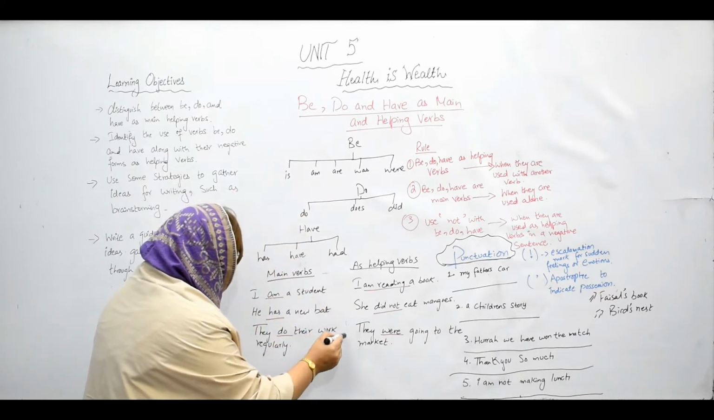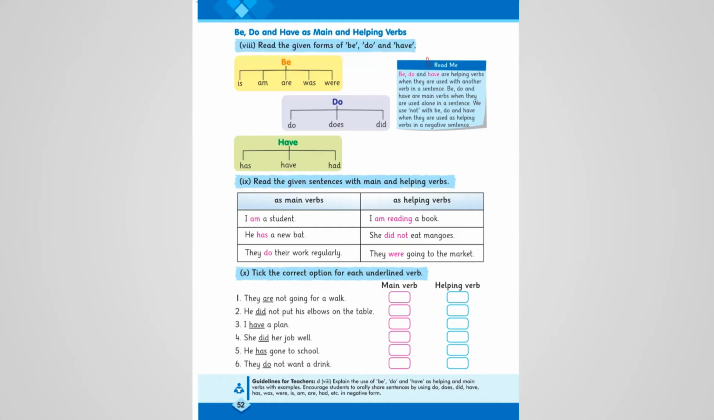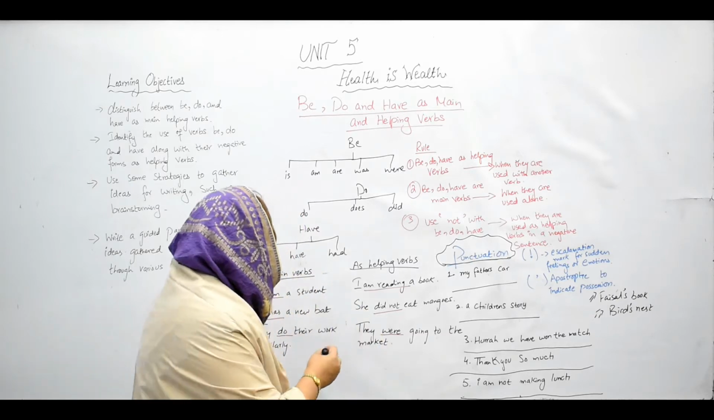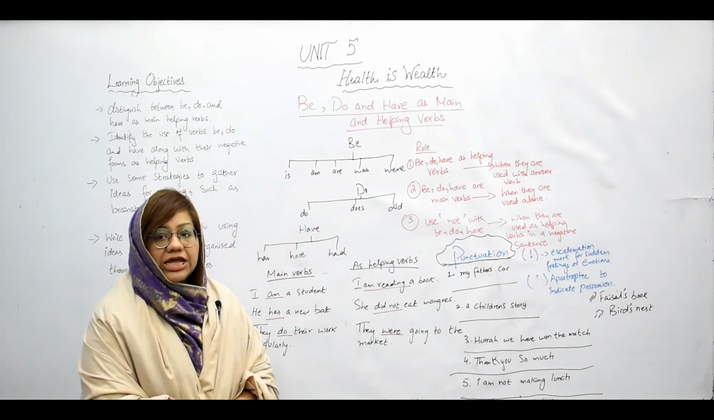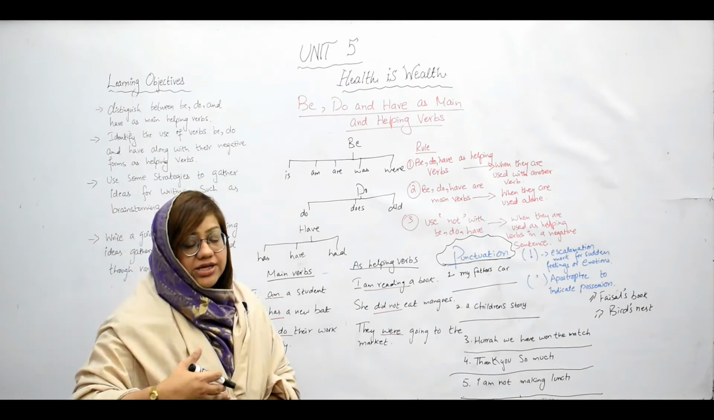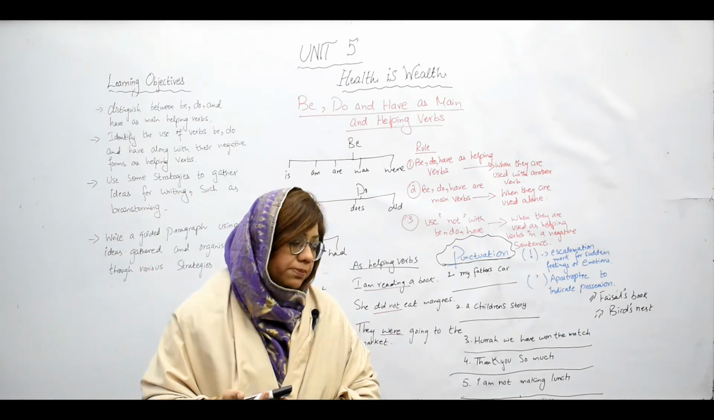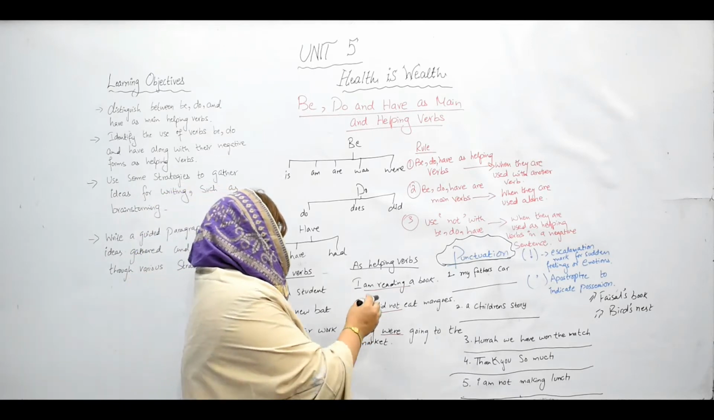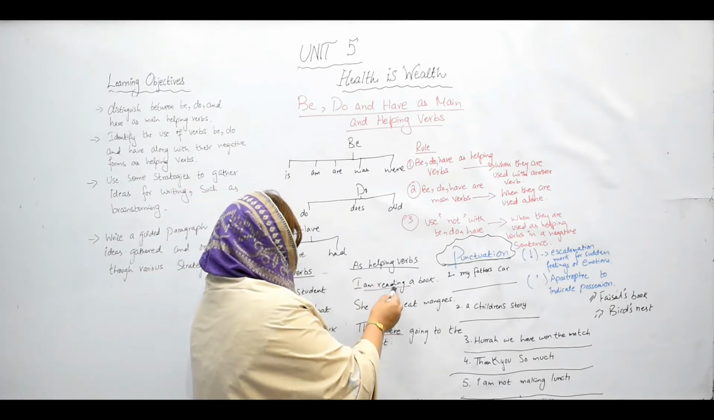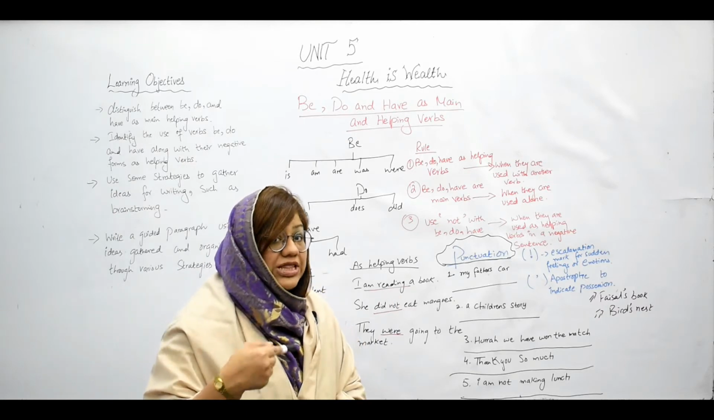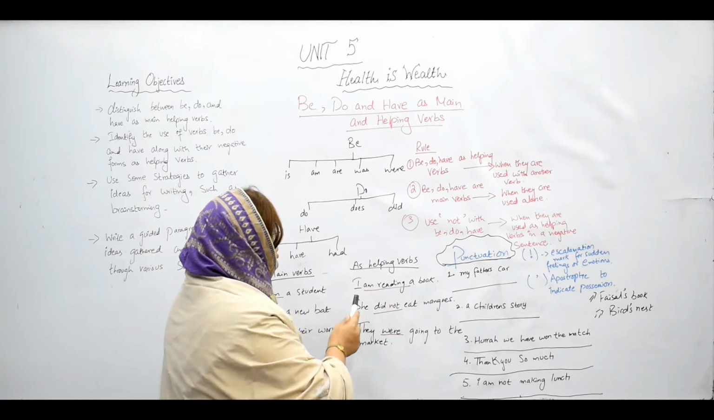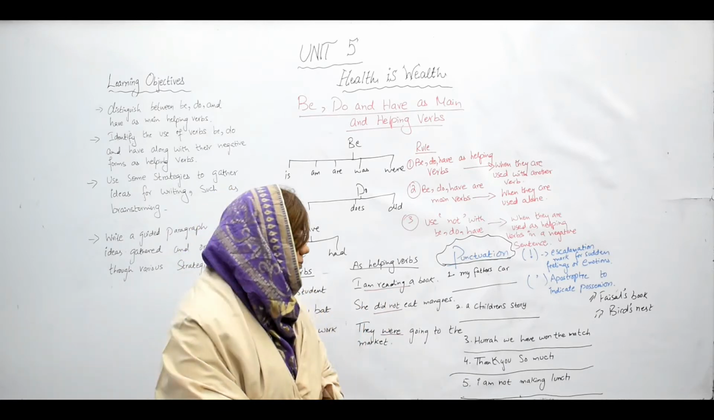They do their work regularly. There is no helping verb in this. That verb is acting as a main verb. So this do is acting as a main verb. Now as helping verbs, you see that this am is linking with another verb. I am reading a book. This is working as a helping verb.